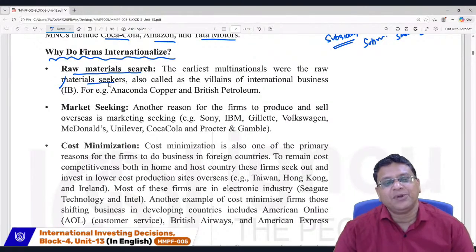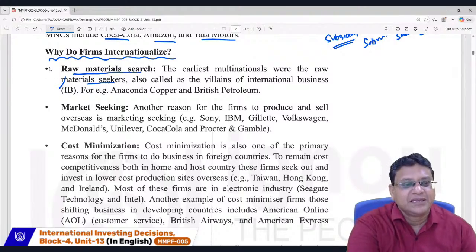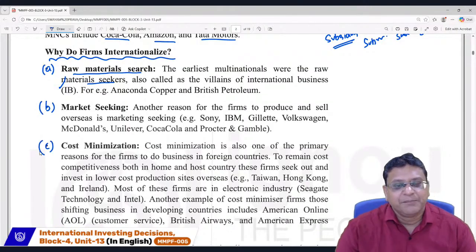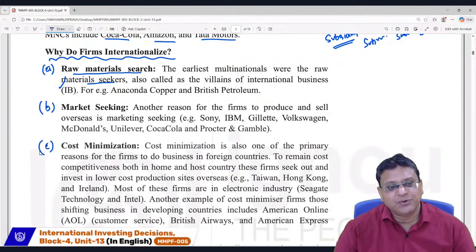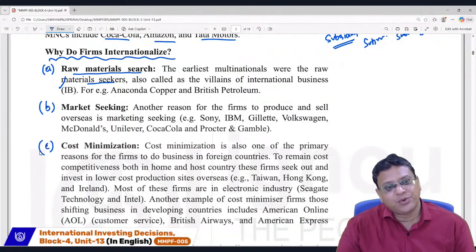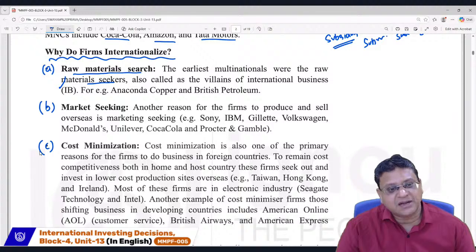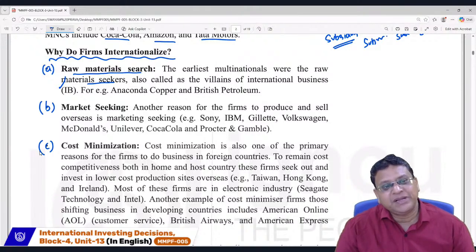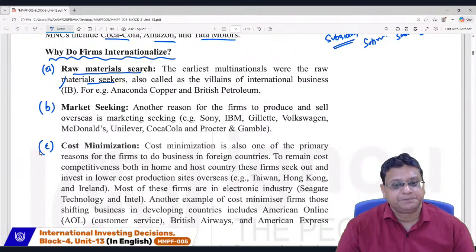Let's take an example. Many steel companies of the world are trying to set up place of business in India, particularly in Odisha, Jharkhand, because there is ample raw material available for their steel companies. Iron ore is available in Odisha, in Jharkhand. So they are coming to India, Odisha or Jharkhand in search of raw material.